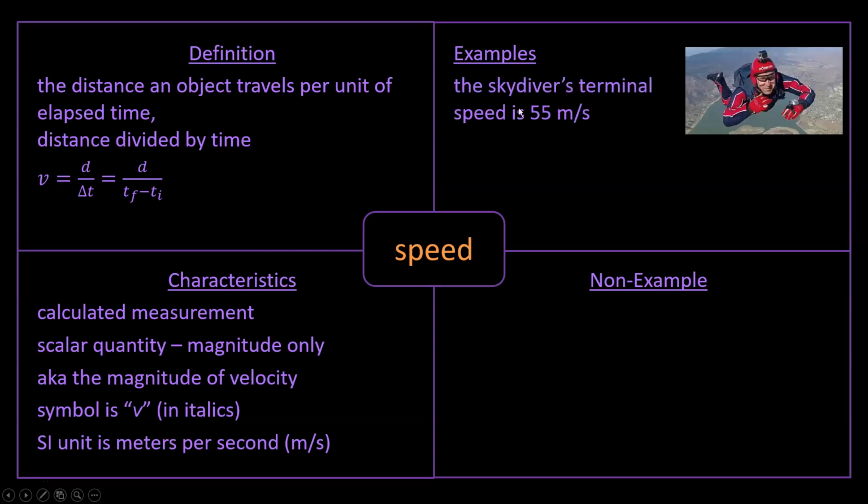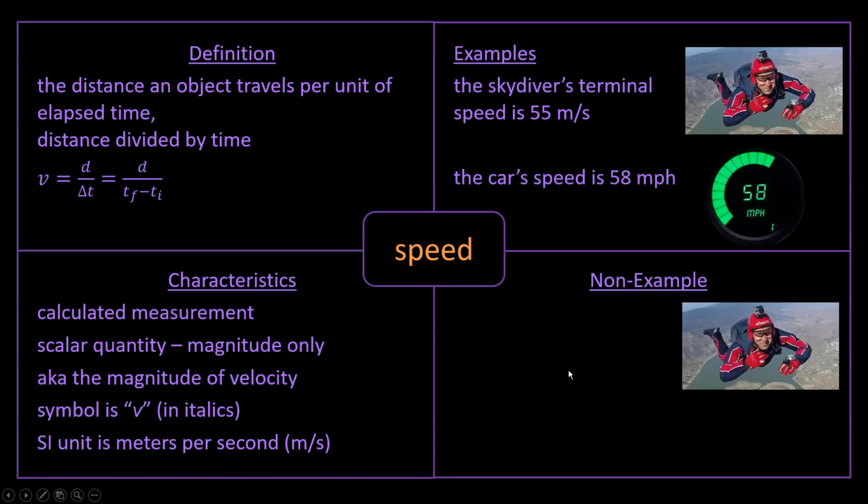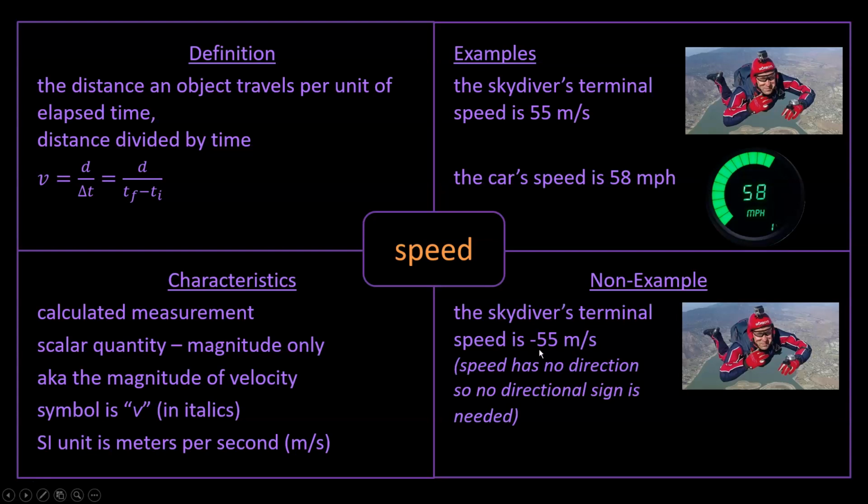So an example, the skydiver's terminal speed is 55 meters per second. That's about 120 miles per hour. And the car's speed is 58 miles per hour. Non-examples, the skydiver's terminal speed is negative 55 meters per second. Speed has no direction because it's a scalar, so no directional sign is needed.